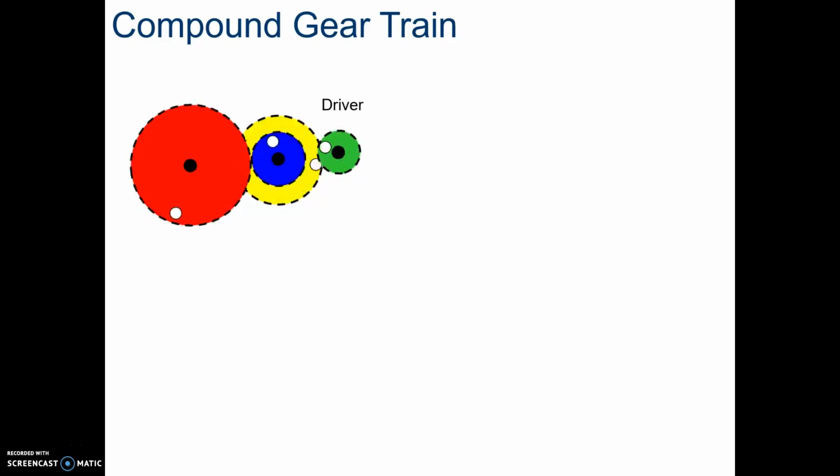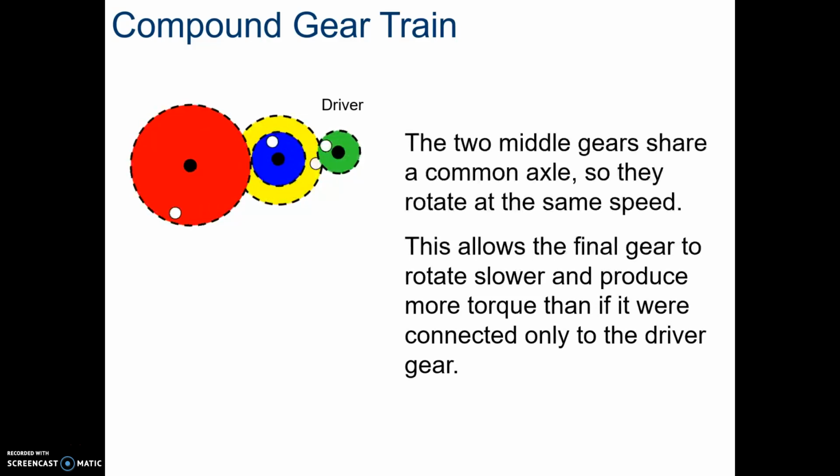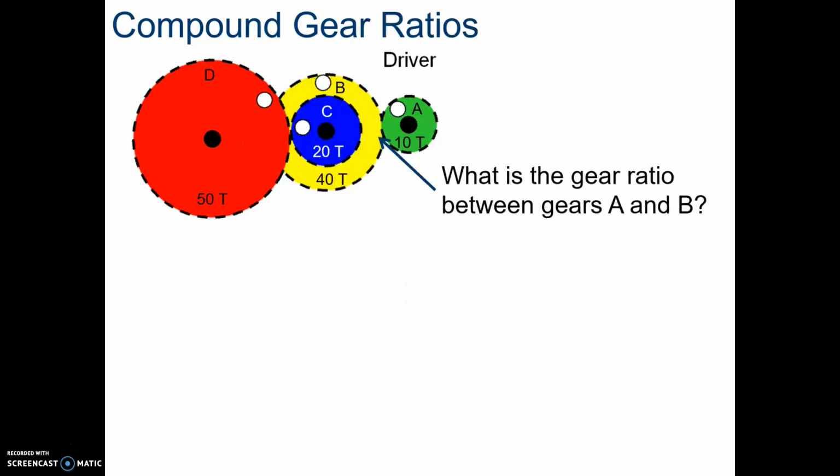So this is a compound gear train because the blue and yellow share a shaft. And we only see two meshing here: the mesh between the green and the yellow, and then between the blue and the red. So the middle two gears share the common axle, so they rotate at the same speed as we discussed earlier. This allows the final gear to rotate slower and produce more torque than if we're connected only to the driver gear.